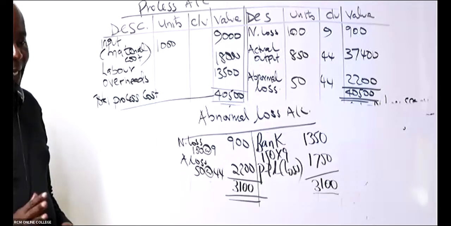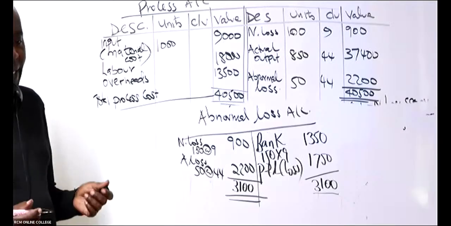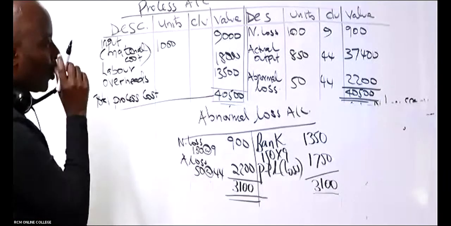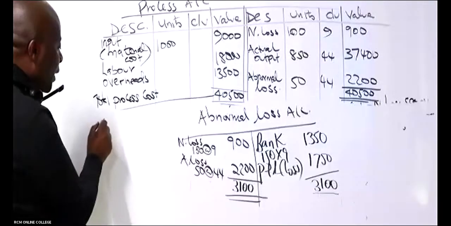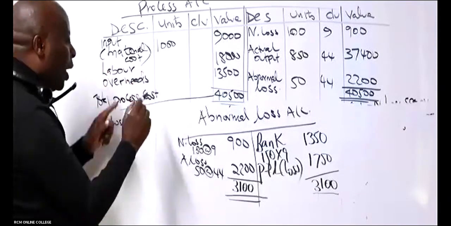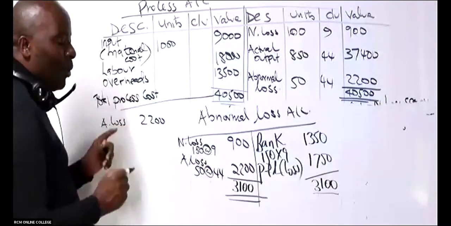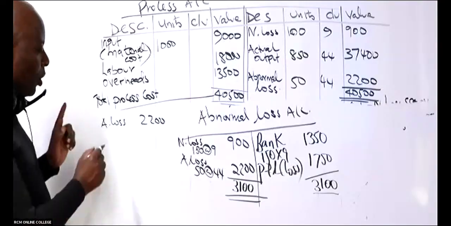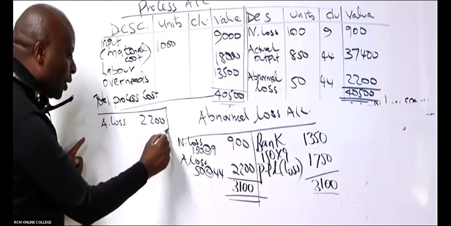The balancing figure is 1,750. And I can justify this because, ladies and gentlemen, you can see the abnormal loss units are worth 2,200.